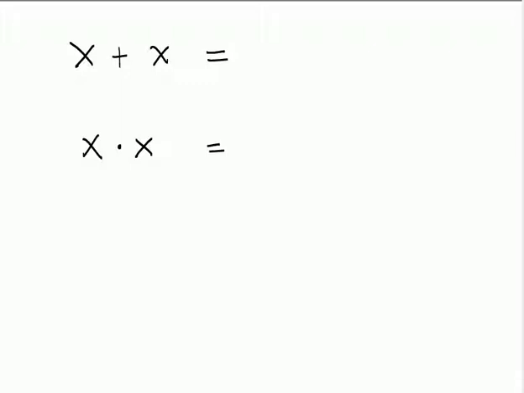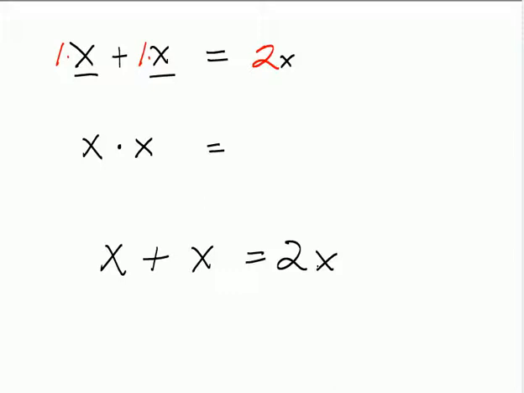Okay, I have a few more minutes, and this is an important point. Students often confuse x plus x and x times x. So we've got the same variable, like terms here. How many do we have? Well, we have one of those plus one of those, so we would end up with 2 of those same things, or 2x. So I'm going to write that again. x plus x is 2x.